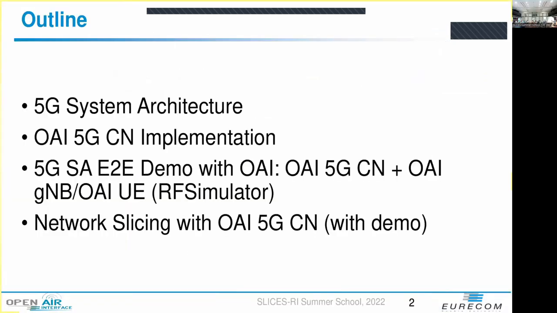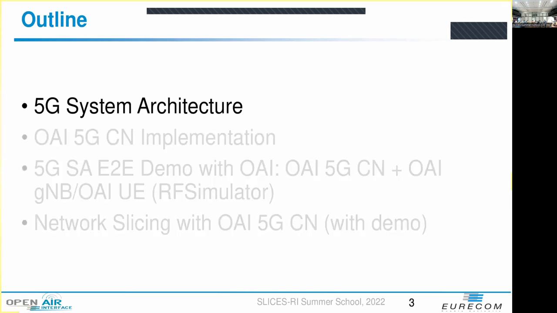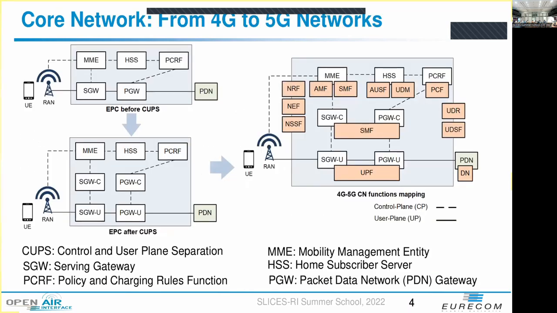So in this talk, I will first give a very brief high-level view of the 5G system architecture, and then we talk about the OAI 5G core network implementation. And then we have two demos. First one just shows you the end-to-end connection using OAI 5G core network, OAI gNB, and OAI UE. And then we talk a little bit about network slicing, and then we have a very deep demo with that. So let's start with the 5G core system.